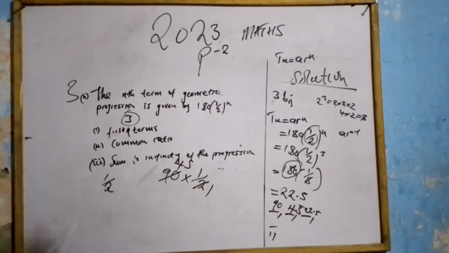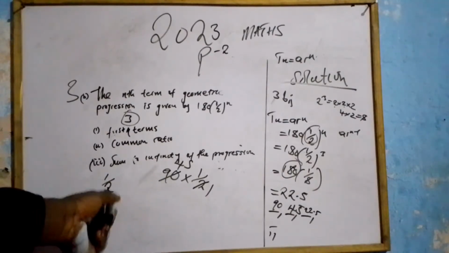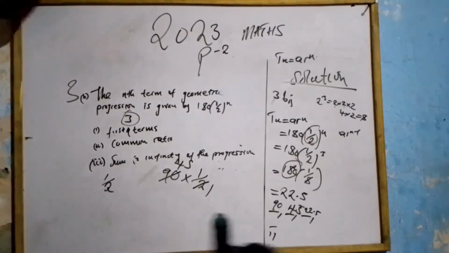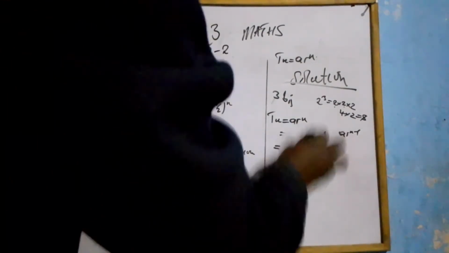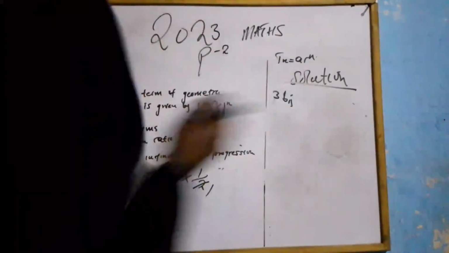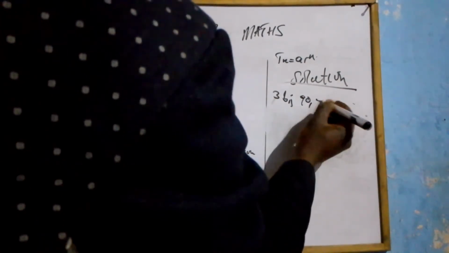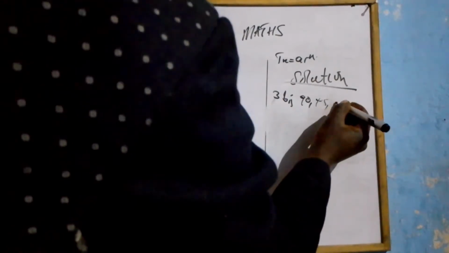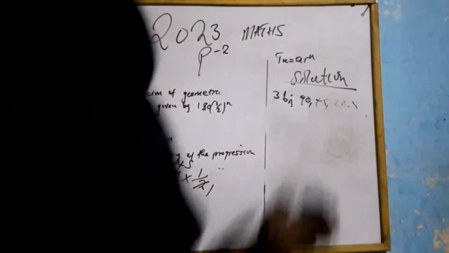Now since they are asking for the common ratio, we all know that it is 1/2, but here we have to show where this 1/2 is coming from. Let me just create a space here. For 1, we are done. We have found that the first three terms are 90, 45, 22.5.